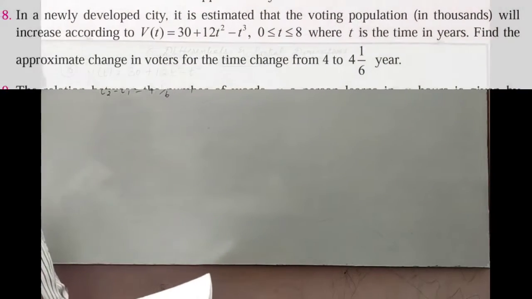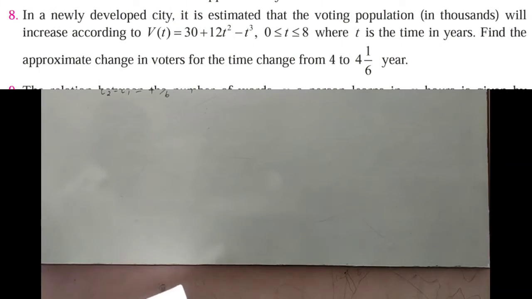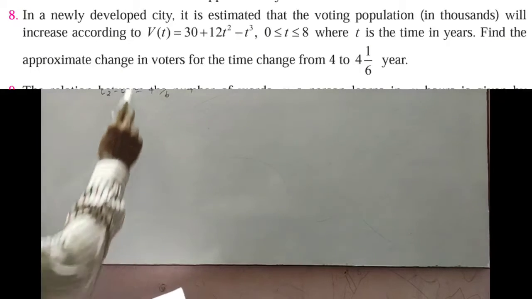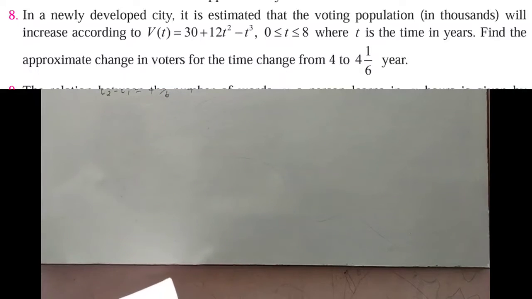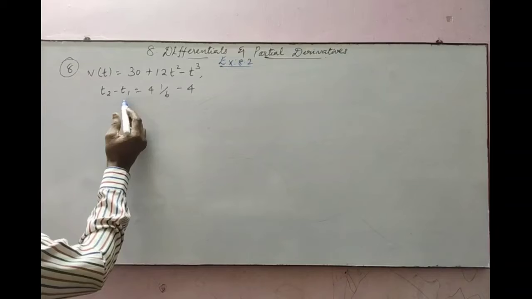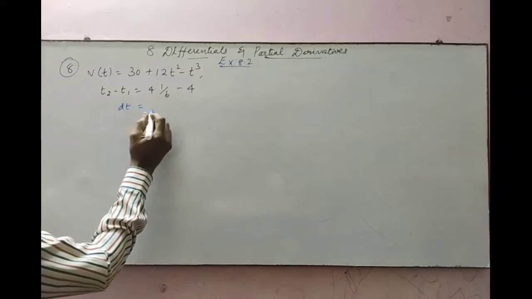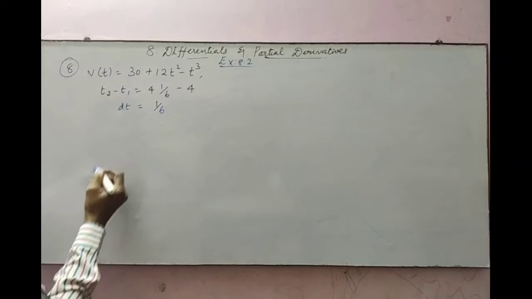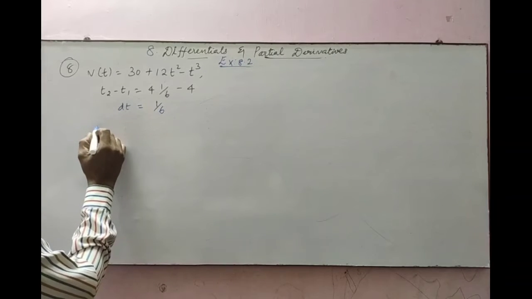Next, in the 8th sum, in a newly developed city, it is estimated that the voting population in thousands will increase according to V of t equal to 30 plus 12t square minus t cube, between the limit 0 to 8, where t is the time in years. Find the approximate change in voters for the time change from 4 to 4 1 by 6 years. So two things are given to you. One is V of t, that is 30 plus 12t square minus t cube. And the time change is given as t2 minus t1, that is taken as dt. So if you subtract these two, you will get 1 by 6. Consider this as dt.